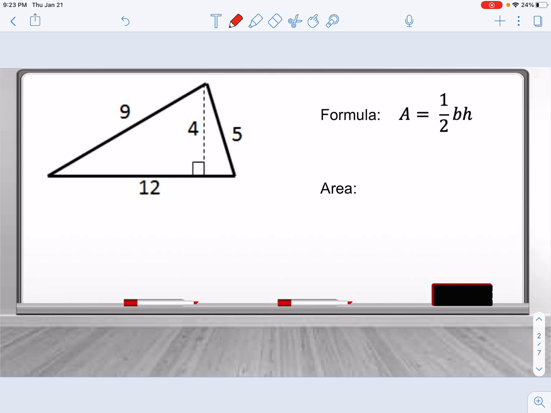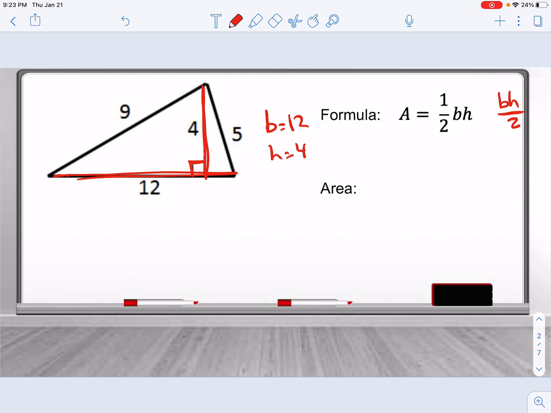Alright, so first thing, we always want to write down our formula. So from our triangle, we have half base times height, or remember you could do base times height divided by 2. So when we want to solve it, we have to find the base and the height. The base and the height always form a right angle. So 12 is going to be our base, 4 is going to be our height.